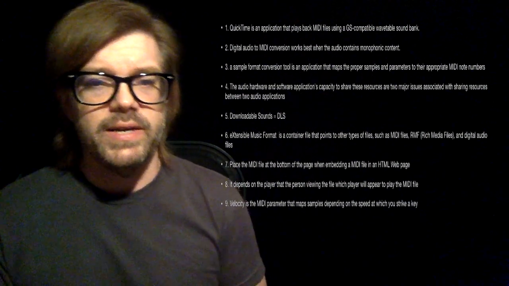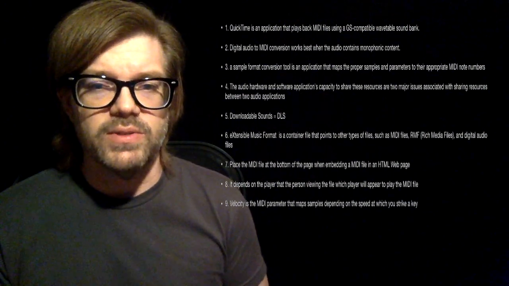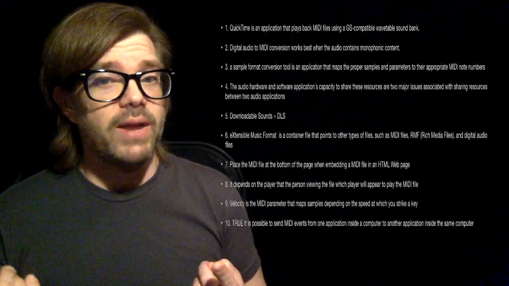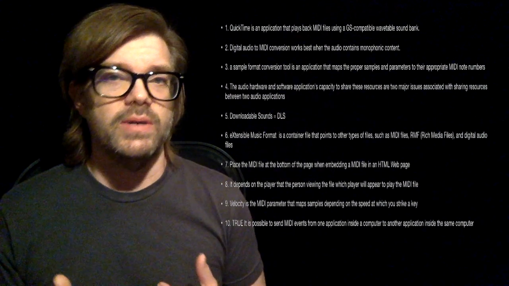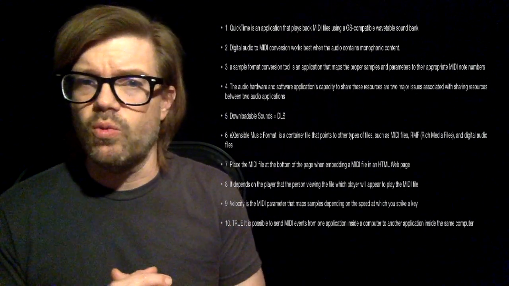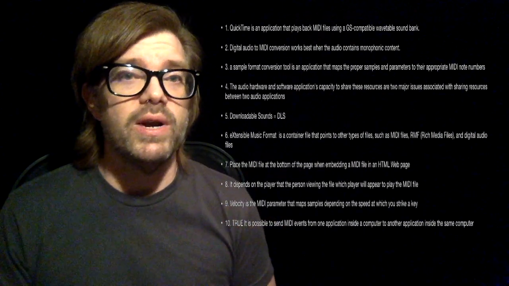And finally, it is true that it is possible to send MIDI events from one application inside a computer to another application inside the same computer. I think last quiz we were talking about ReWire. That sounds a lot like ReWire to me.